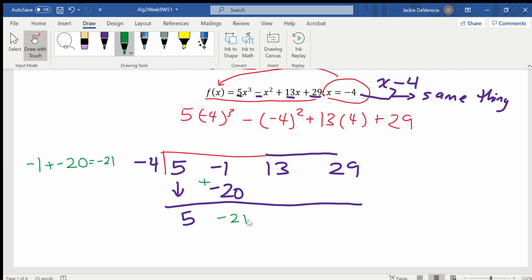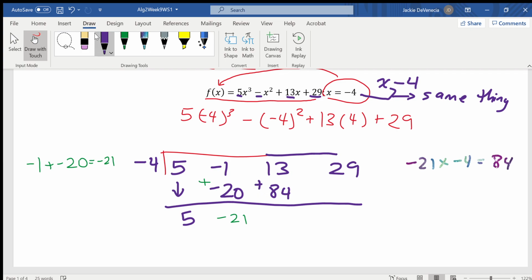Now, at this point, I'm going to go back into multiplying. Let me write the multiplying stuff right over here. So I'm going to be doing -4 times -21. So on this side over here, -21 times -4. And remember, a negative times a negative is a positive. And that's going to give me the positive 84. So I'm going to put that 84 right here.